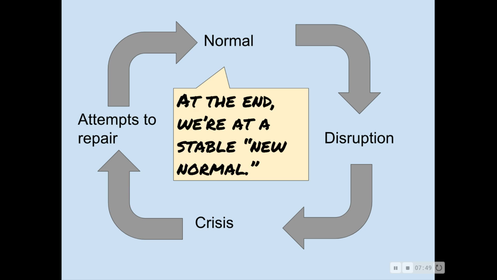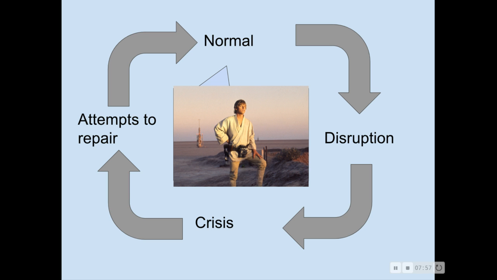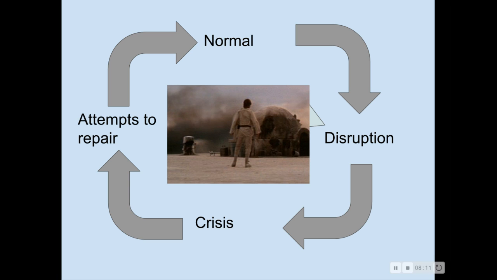Let's take a look at one more example, Star Wars, the original one, 1977. If you haven't seen it, that's all right. Just follow along. So we start off with normal. Got Luke Skywalker here. He's living his normal life on this farm in a desert. And he's living his boring farm boy life when suddenly there's a disruption. The evil empire comes and attacks and destroys his farm, kills his aunt and uncle.